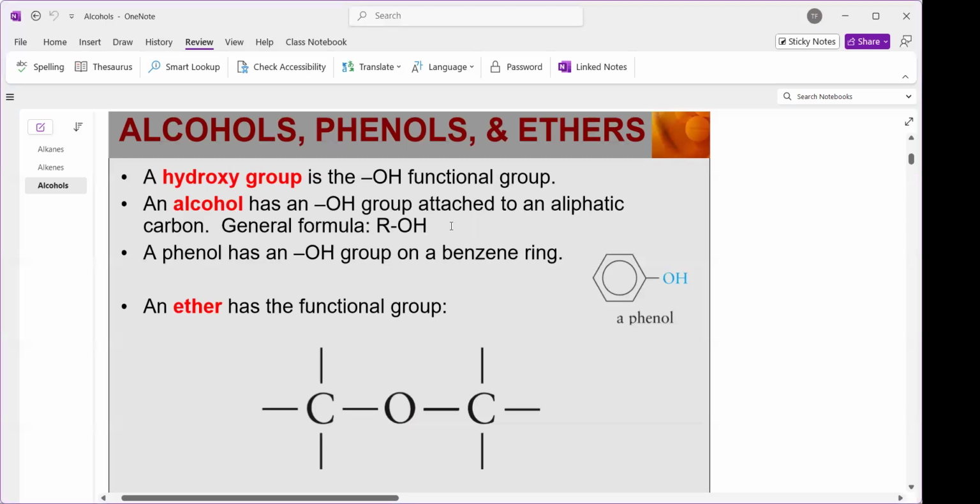An ether is similar, only instead of an OH, it's an OC. So an ether is going to be COC. An alcohol will be COH.